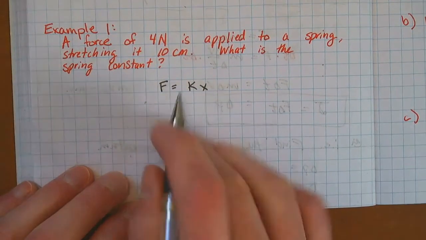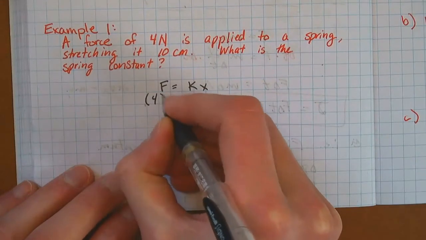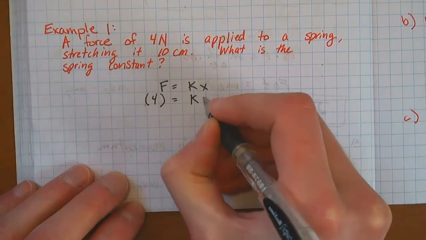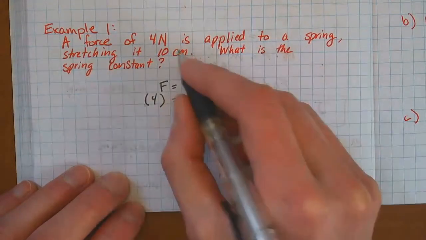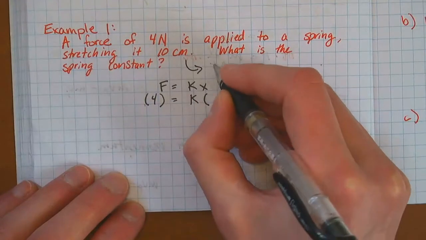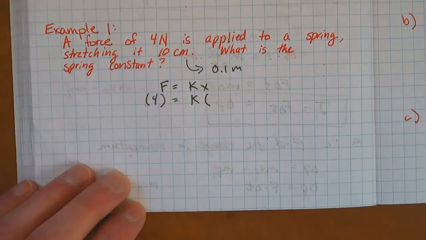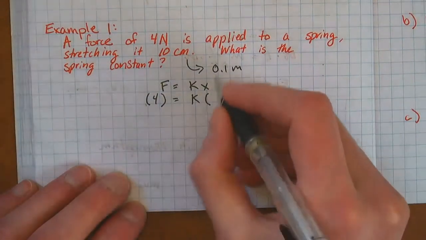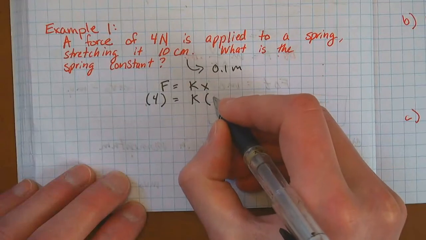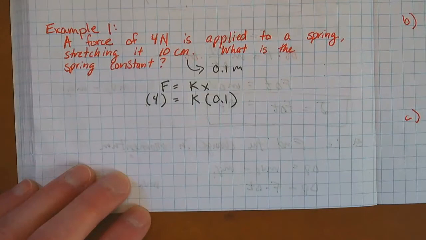So we know that the force is 4 newtons. We're looking for k, and it's stretched 10 centimeters. We have to make sure we change the centimeters into meters. So that's 0.1 meters. You just move the decimal point two places. Basically, you divide by 100 because there are 100 centimeters in a meter. And that's what we have to put in there so that it's in newtons per meter as opposed to newtons per centimeter.